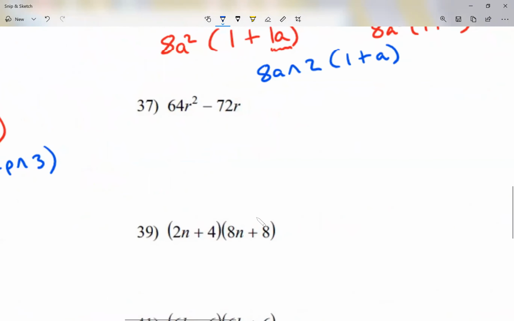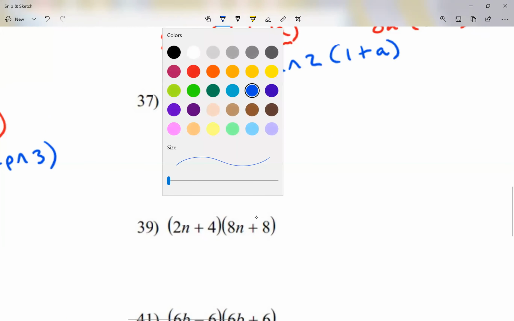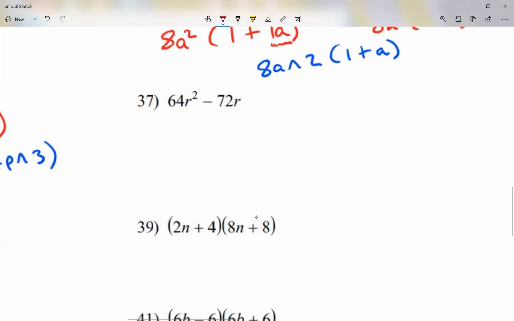All right, let's do one more example. 64 and 72. I'm trying to divide them by the biggest number I can. I know I can divide them by 2. I know I can also divide them by 4. And I know I can divide them by 8. I'm going to divide them by the biggest possible number. So in this case, let me divide each by 8.